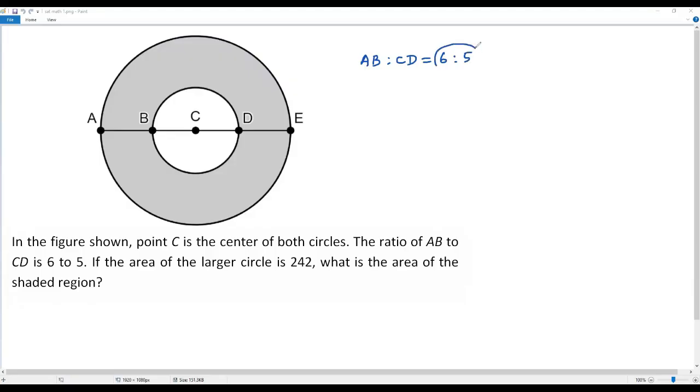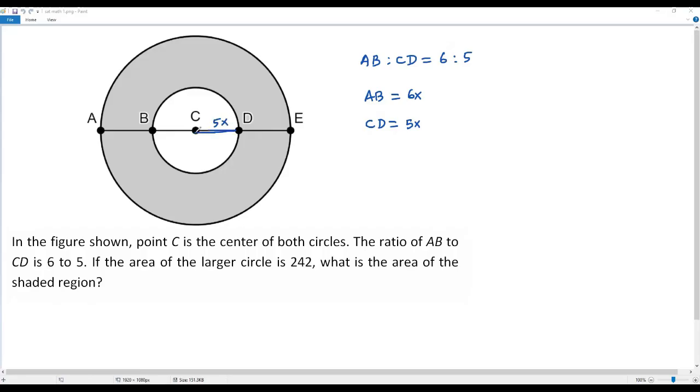From the terms of the ratio, if I want to get the lengths of these two line segments, I have to multiply the terms of the ratio by the same non-zero number, say x. That is, the length of the line segment AB equals, we multiply the first term of the ratio by x, that is 6x. Now to get the length of the line segment CD, we multiply the second term by the same non-zero number x, then we get 5x. Here I got the length of the line segment CD, that is 5x.